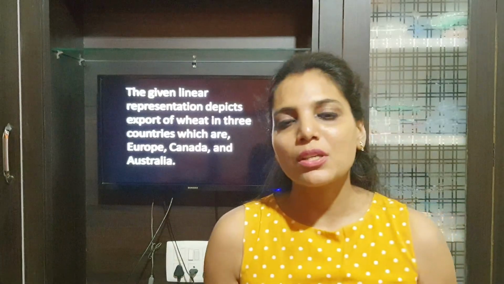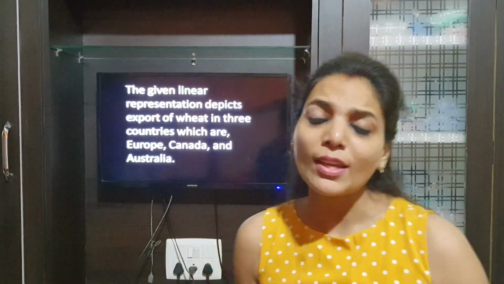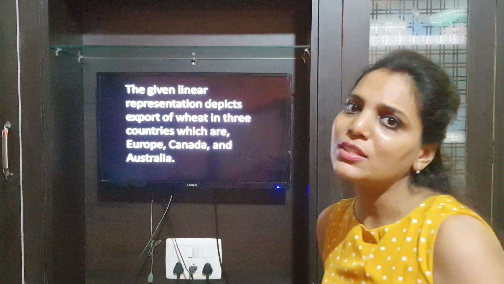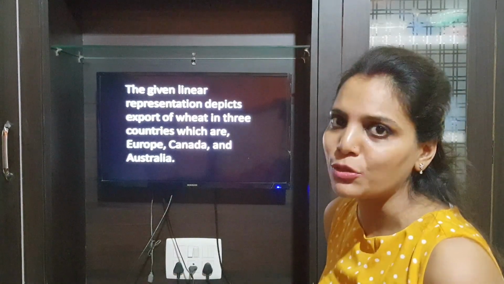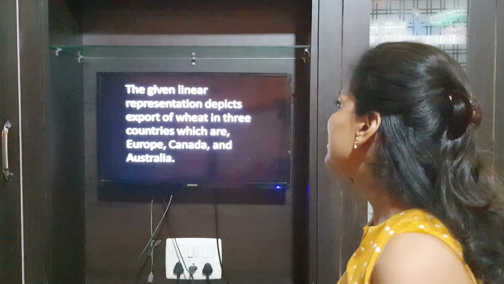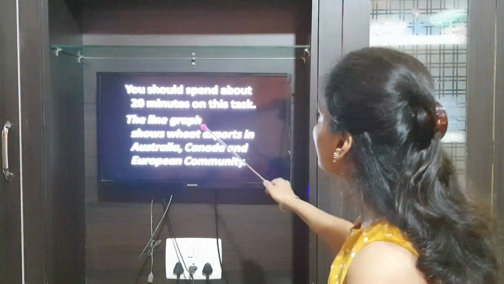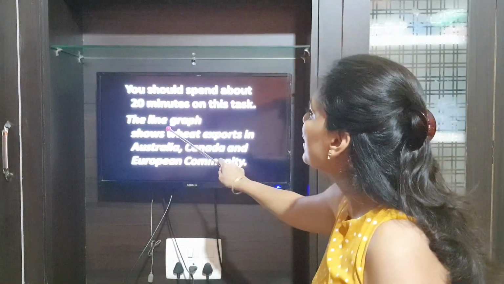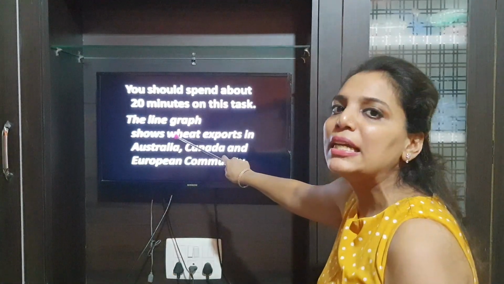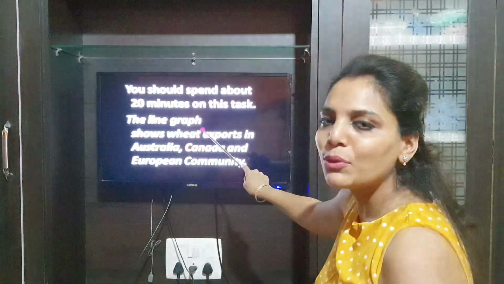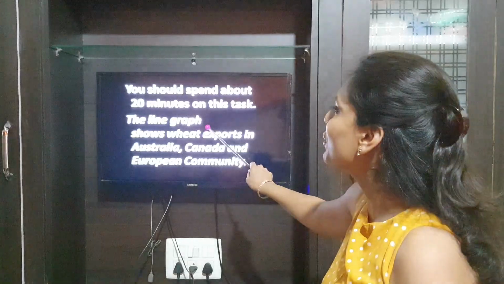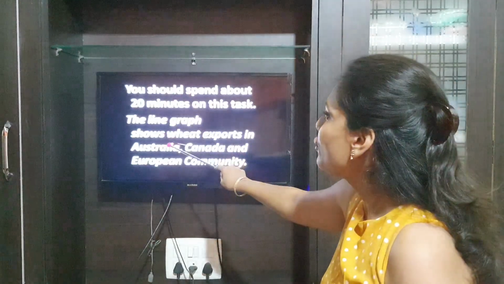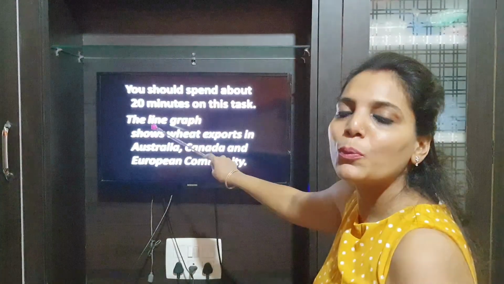Now let us see how we are going to describe the data. The very first thing which goes is our introduction, which is rephrasing. So let us once again see what was our question statement. We'll move back to the slide of question statement. Yes, the line graph shows. For line, we can write the word linear. For graph, you can write graph, or you can also write chart. For shows, we have used the word demonstrates.